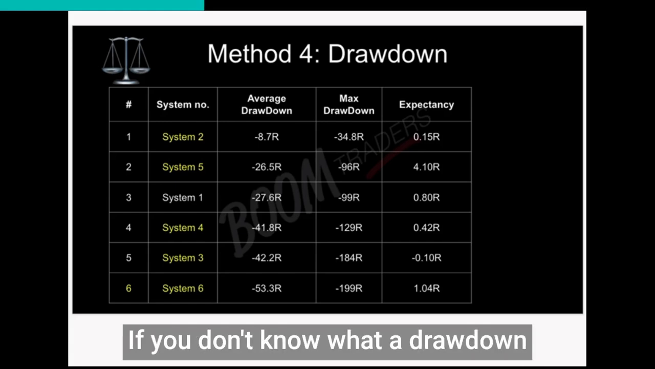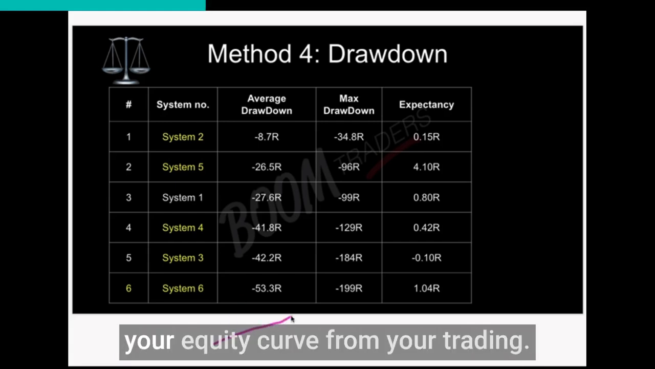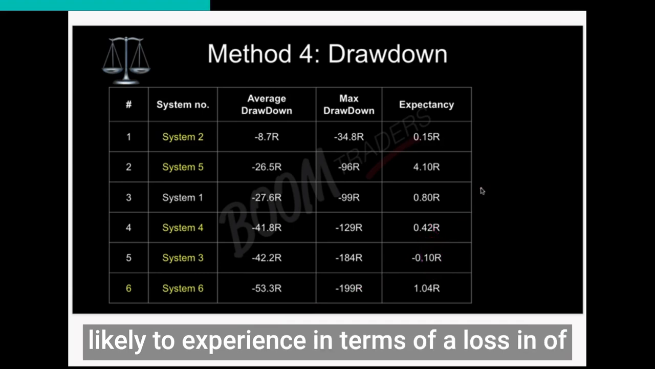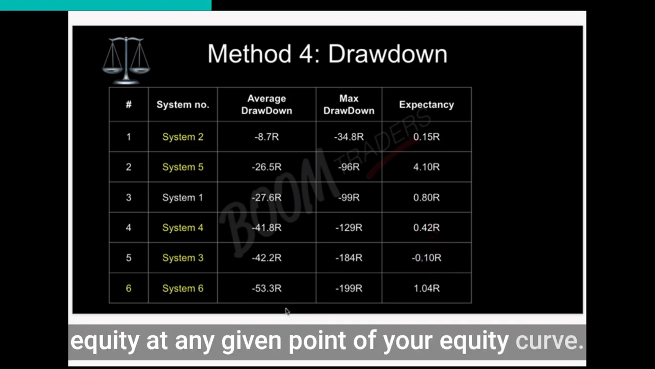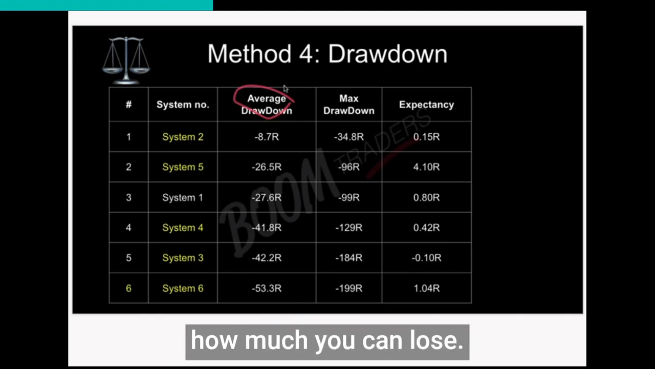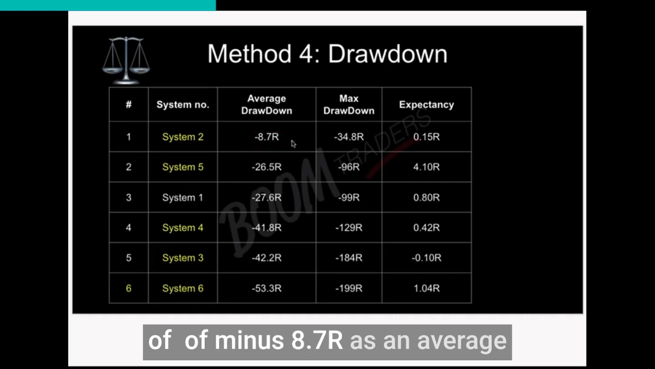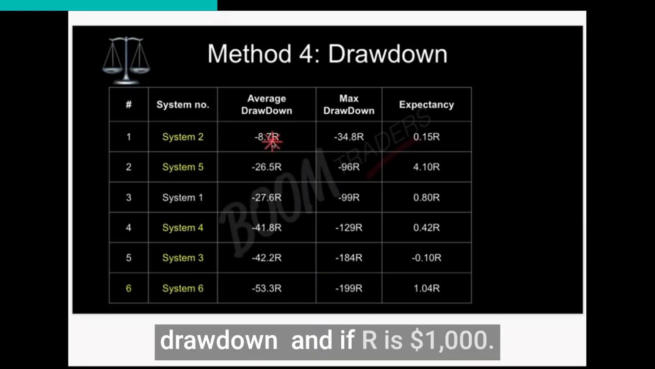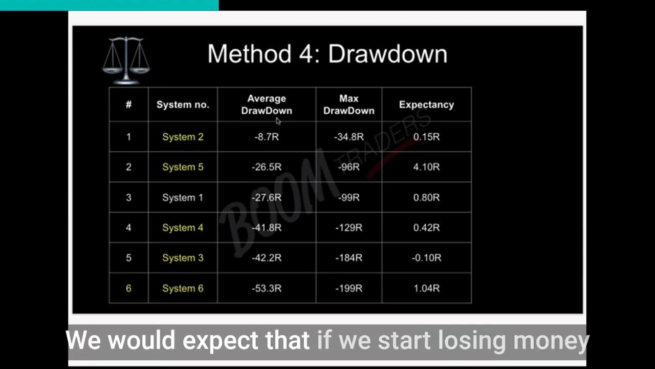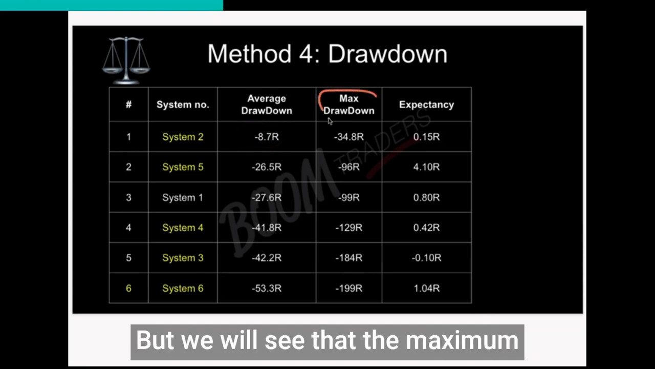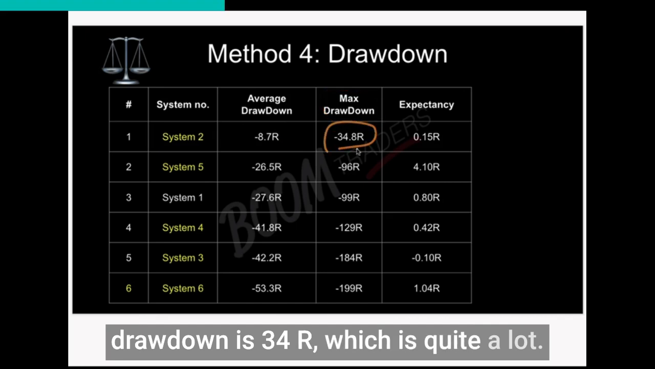If you don't know what a drawdown is, basically think of it as if this is your equity curve from your trading, we look at what's the maximum that you are likely to experience in terms of loss at any given point of your equity curve. So a drawdown is basically how much you can lose. On average, we would see runs of minus 8.7 R as an average drawdown. And if R is $1,000, we would expect that if we start losing money, an average loss would be about $8,700. But we'll see that the maximum drawdown is 34R, which is quite a lot.